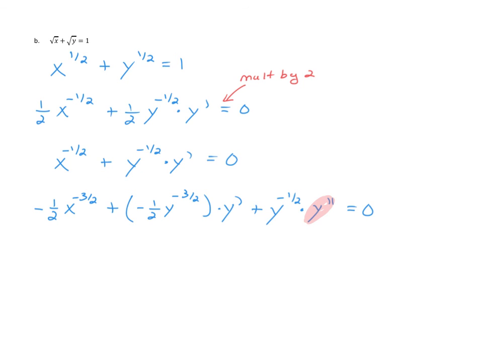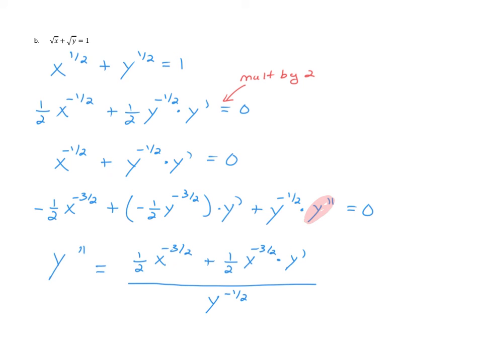Let's see, if I solve for y double prime, all right, what do I get? Basically, I'm going to move these two things to the other side of the equation and divide by y to the negative 1/2. So that is 1/2 x to the negative 3 halves. I get another plus 1/2 y to the negative 3 halves times y prime, and this is all divided by y to the negative 1/2.